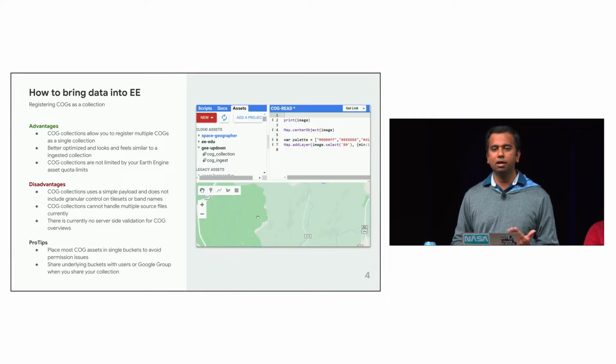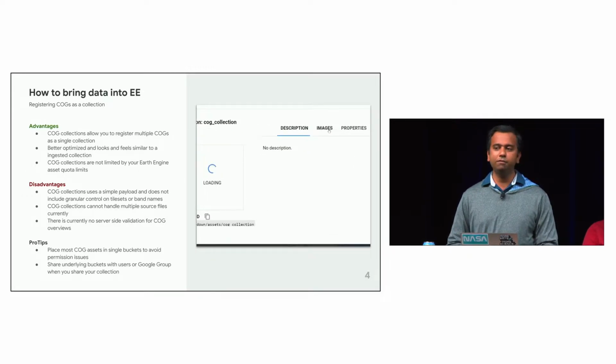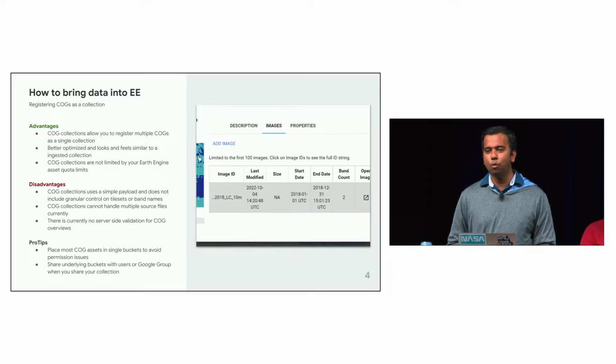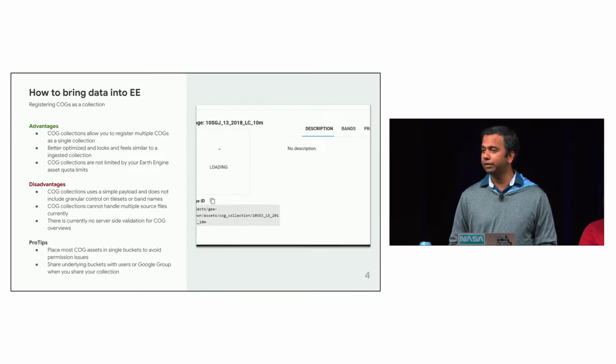And registration, unlike ingestion, is almost instantaneous. So the benefit is also that there is no wait time for ingestion. If you're doing a 10 gigabyte TIFF ingest, it'll take a while. If you do a 10 gigabyte registration, it will probably be a couple of seconds, but that's pretty much it. So it does have that flexibility. In terms of disadvantages, COG collections use a simple payload.